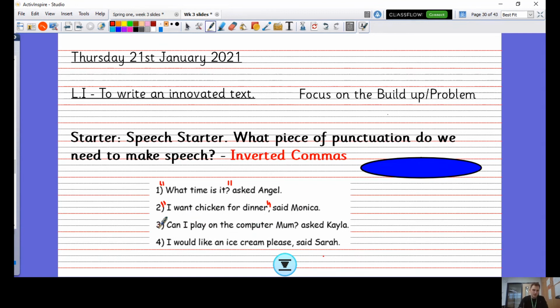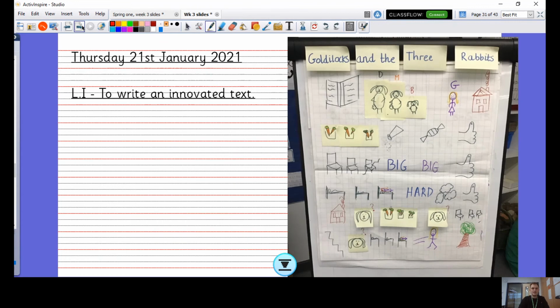"Can I play on the computer, Mum?" asked Kayla. And again, it would be this first part. "Can I play on the computer?" asked Kayla. Now, it's very tricky for me to draw my 66 and my 99, but you guys know that's what they should look like, so well done. "I would like an ice cream, please," said Sarah. Okay, so she's going to say, "I would like an ice cream, please." Well done. That's just a very quick speech starter, because remember, that is part of our lovely toolkit.